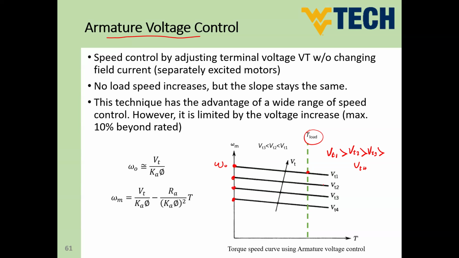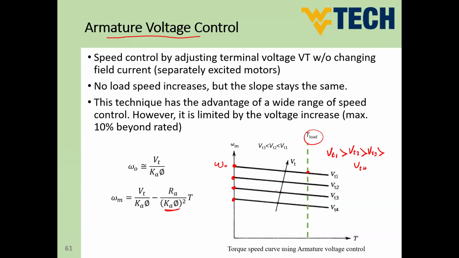So as you can see, guys, it seems like these lines are parallel, but it's not exactly parallel, because the rate of change is different between omega naught and omega m, because here you have k phi squared in the denominator, so the rate of change is not the same. So it's not exactly parallel, but it's very close to parallel, to be honest with you.